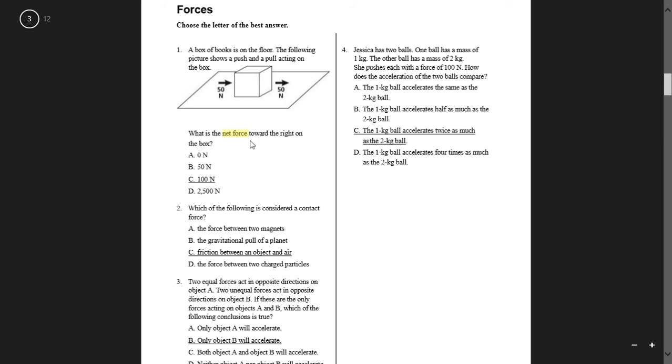So, how can I calculate the net force? In the case of the same direction, you can calculate the net force by adding all forces together. If the forces are in opposite directions, you can calculate the net force by subtracting the smaller force from the bigger one.